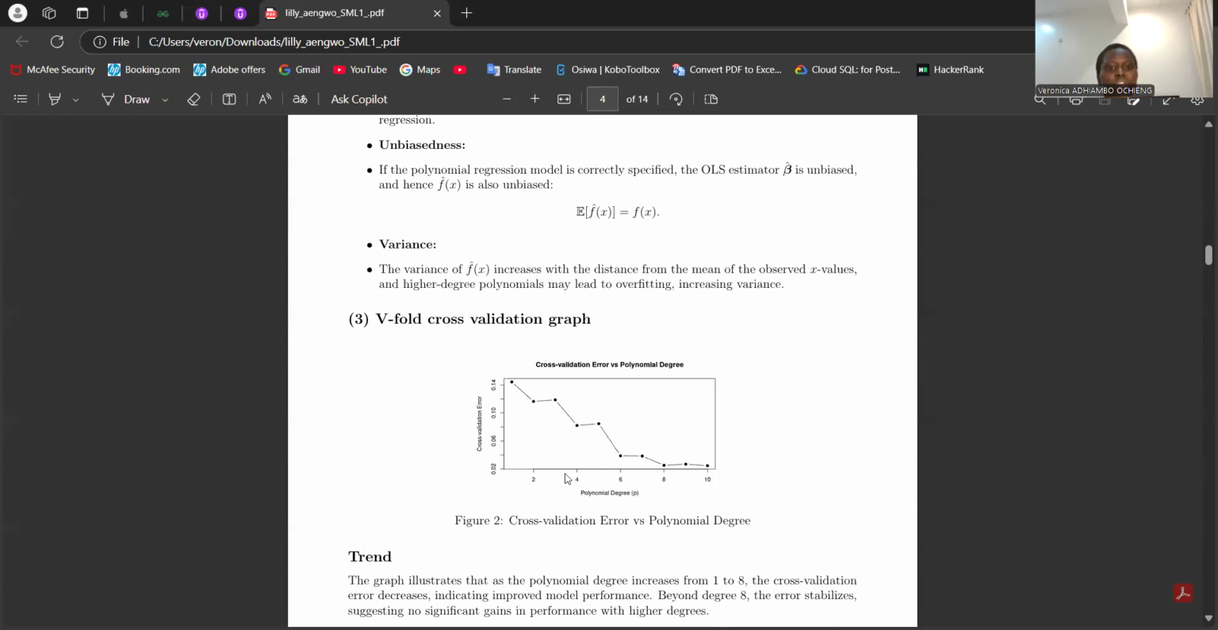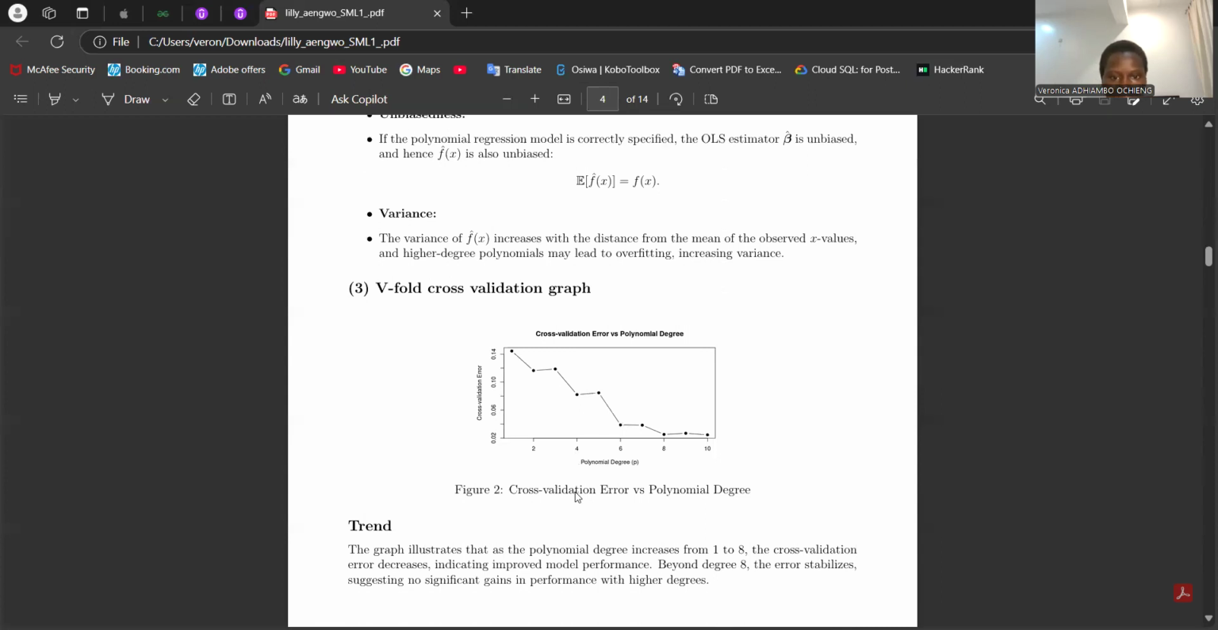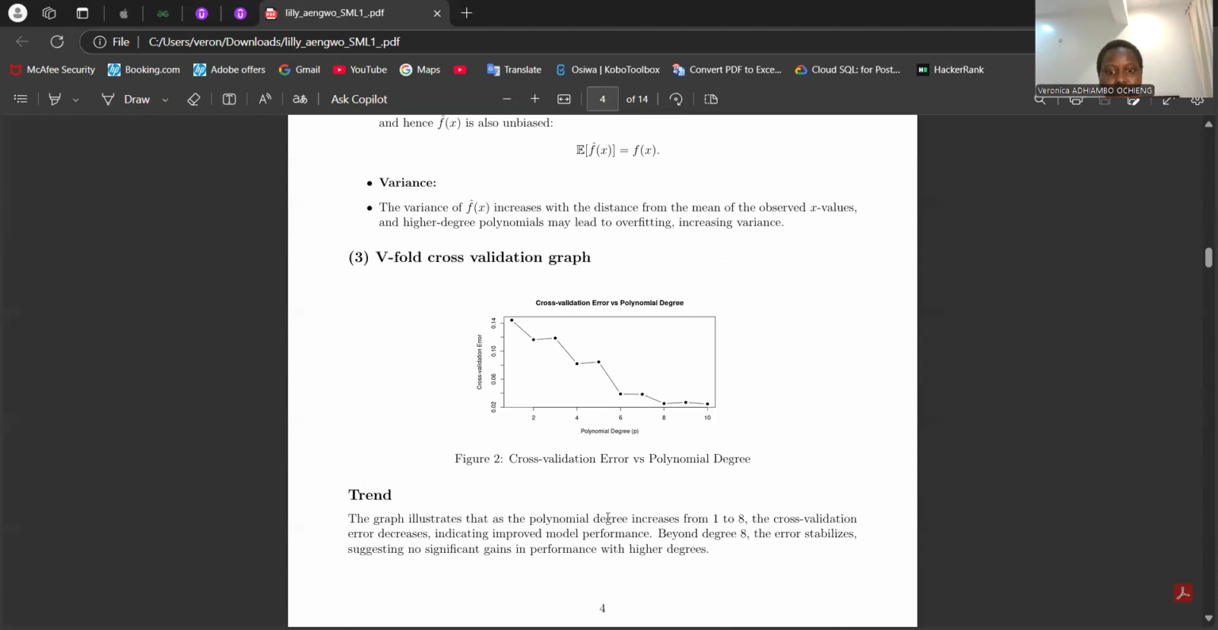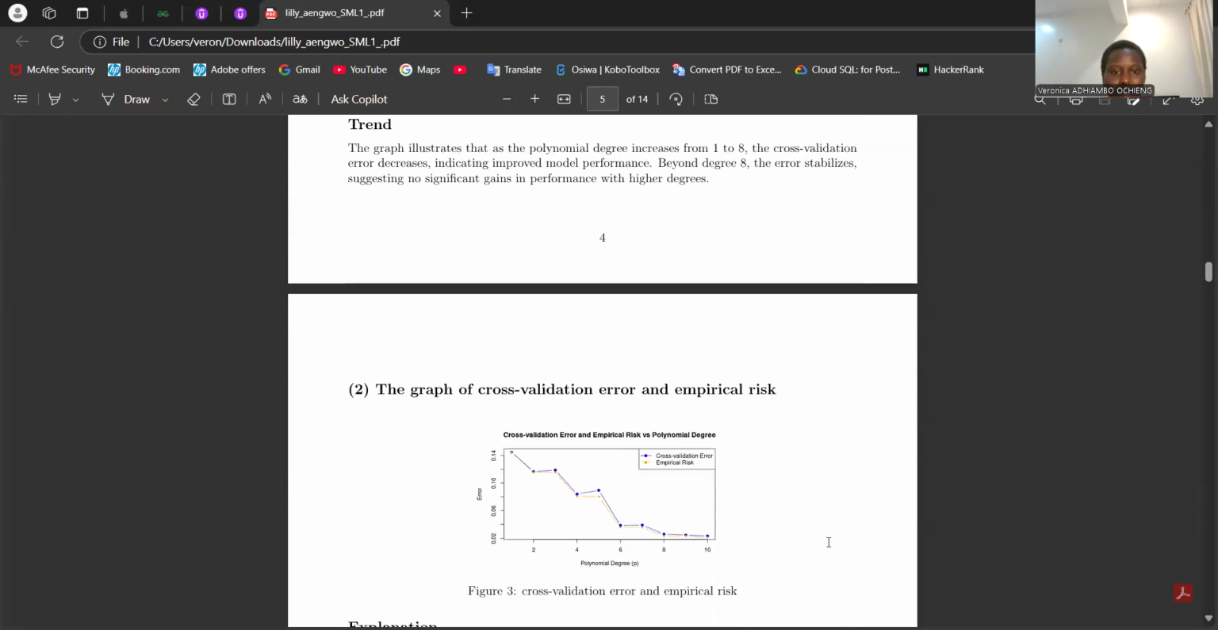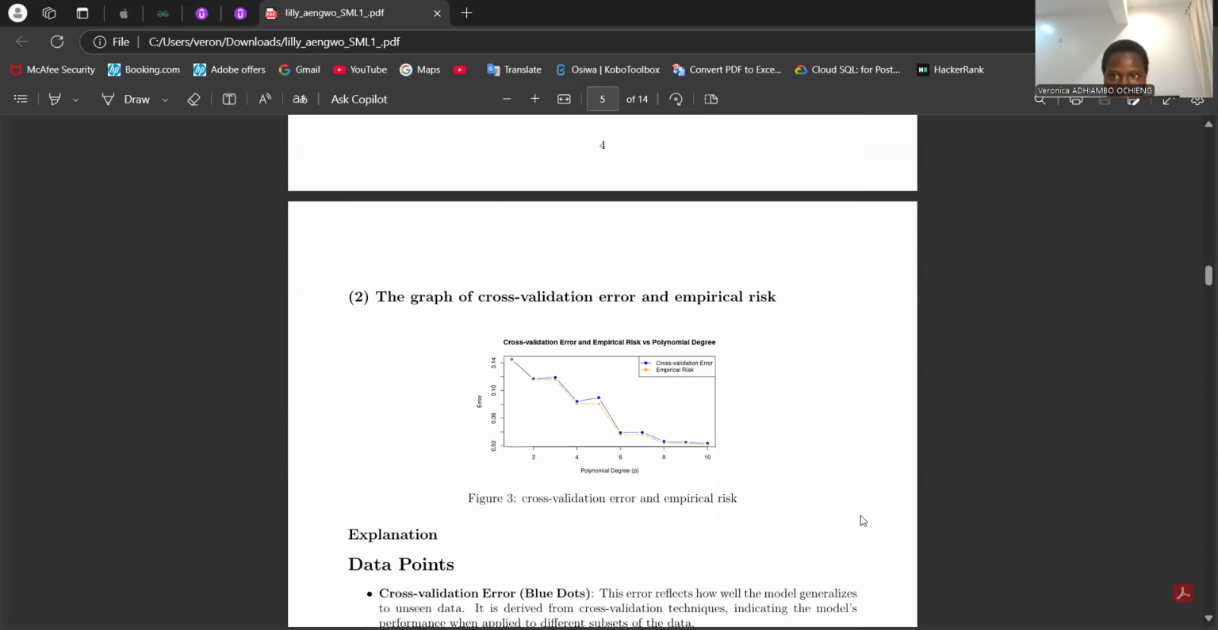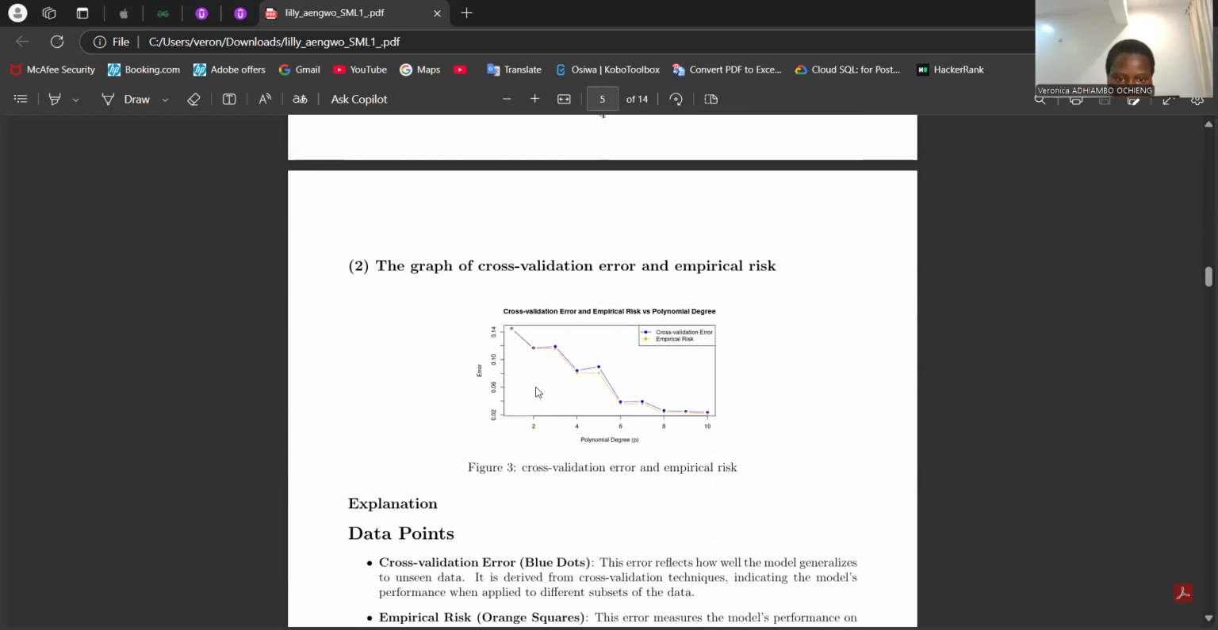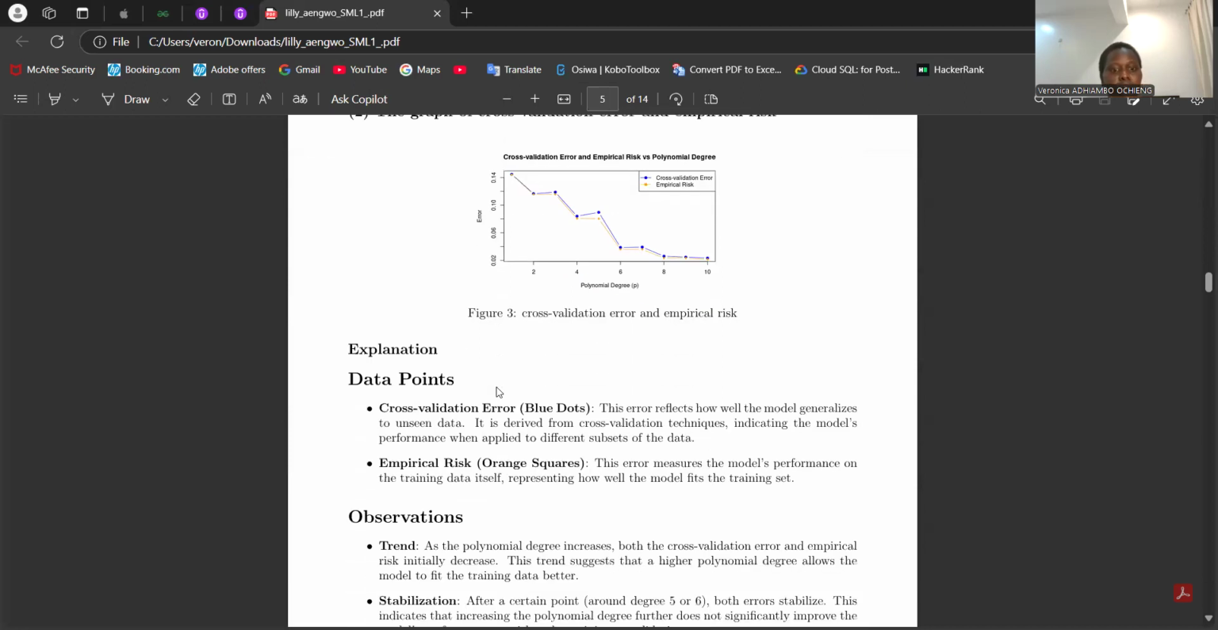Then I plotted a graph of the v-fold cross-validation, and the graph indicates that as the polynomial degree increases from 1 to 8, the error stabilizes when it reaches 8. And for the graph of cross-validation error and empirical risk, the graph shows that as the polynomial degree increases, the error goes on decreasing.